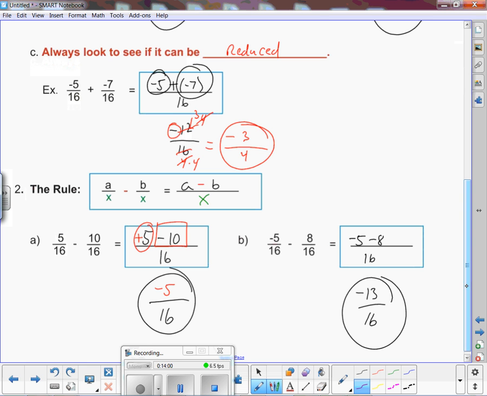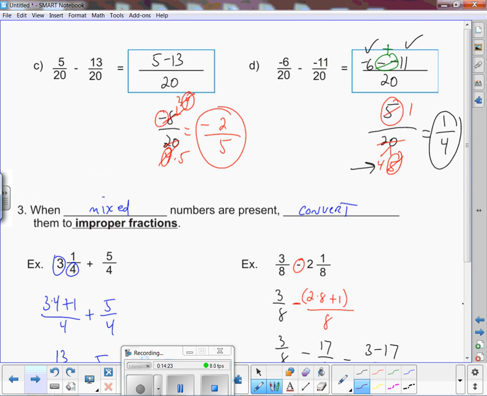If you end up with subtraction, it's no big deal. It's just that the minus sign ends up in the middle, right? A minus B over X. And we know how to deal with all the positives and negatives. That's not a big deal. Don't forget this aspect: always look to see if a problem can be reduced. You don't want to lose those little points at the end because you did not look to reduce.